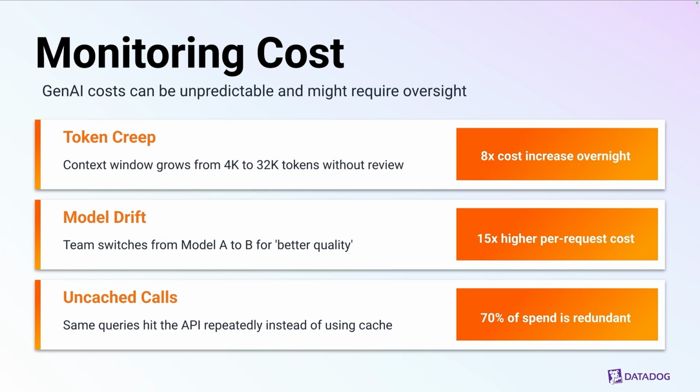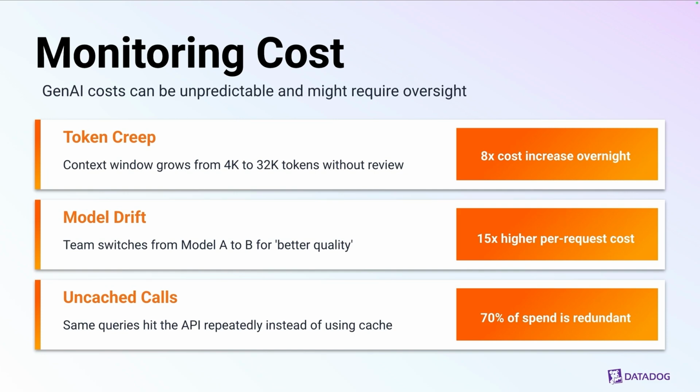Second, we've got model drift. This is when your team, or maybe somebody like me, an engineer on your team, might take a faster, cheaper model and then move into something a little bit more, but perhaps a little bit slower, under the premise of better quality. This change in model, even if the usage volume stays the same, can escalate your spending.